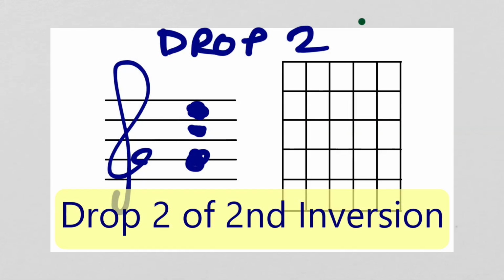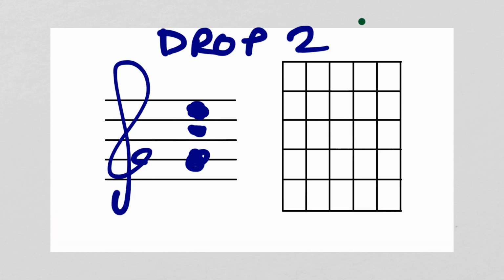Now let's talk about drop 2 voicings that can be applied to any of the inversions of a chord. What you do with the drop 2 is different from how you construct chords from the first, third, and the fifth. That one you're going from the bottom up. When you do a drop 2, you're talking about the notes from the top. So you drop the second from the top note down to the bottom. That's what drop 2 is.